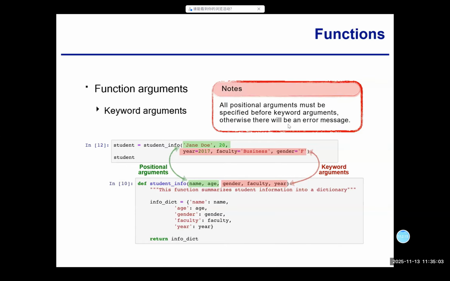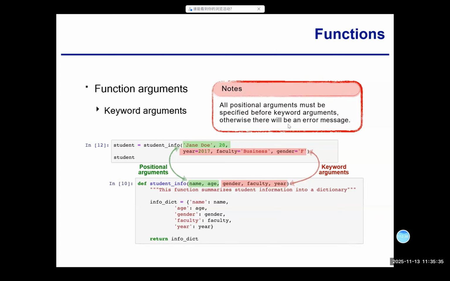I will repeat this at least 2 to 3 times because this is very important. All positional arguments must be specified before keyword arguments. Example would be this exercise. The green ones are positional arguments, and the red ones are keyword arguments. The only thing that we need to make sure is that all positional arguments should appear before the keyword arguments. This is actually very intuitive and very understandable.